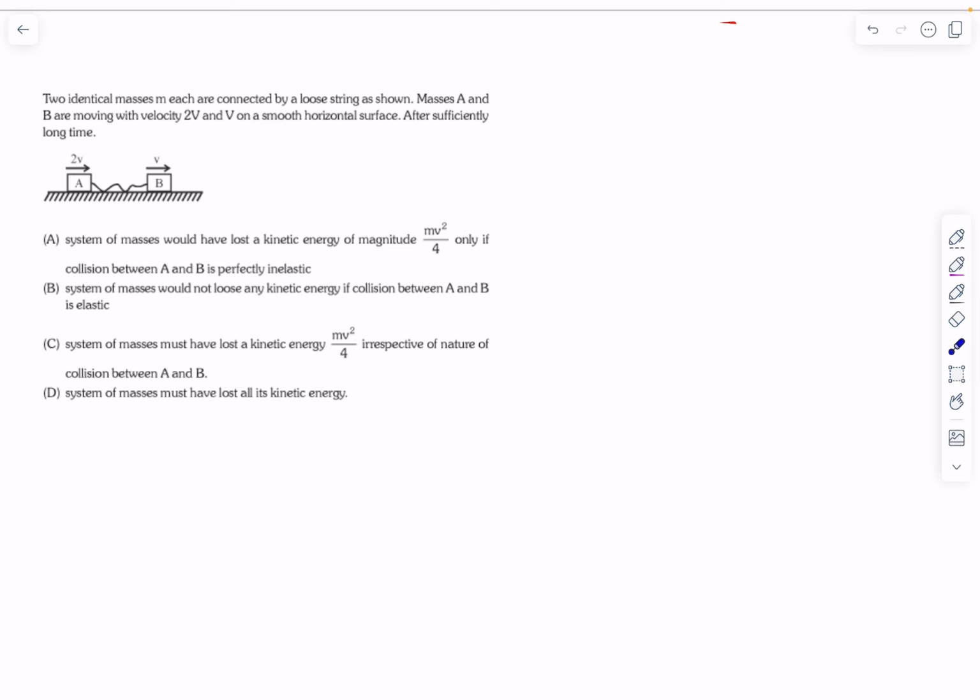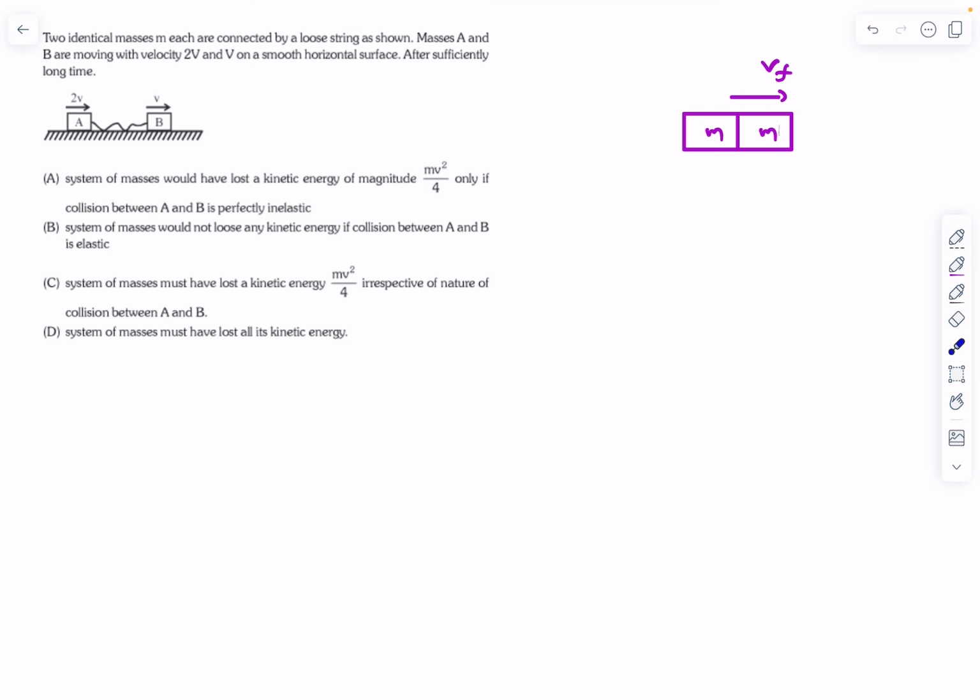If it is perfectly inelastic, like what they're asking in the first question, then after collision, so this is block 1, let's say this is block 2, they'll both separate with the same velocity, right? So let's say the final velocity is vf. Now, if you want to find the loss in kinetic energy in the fastest way, one way is to just find vf using momentum conservation, and then do the initial kinetic energy of the system minus the final kinetic energy.